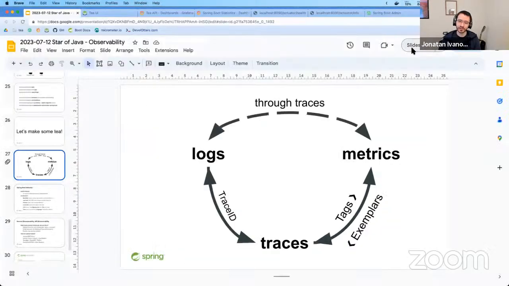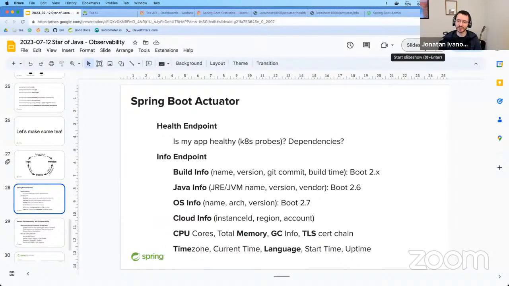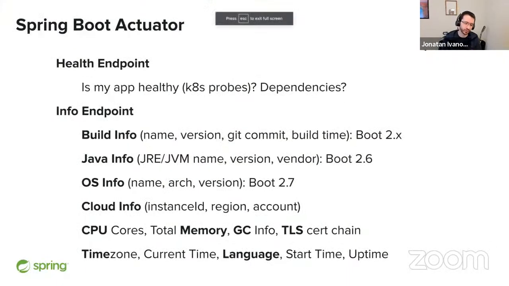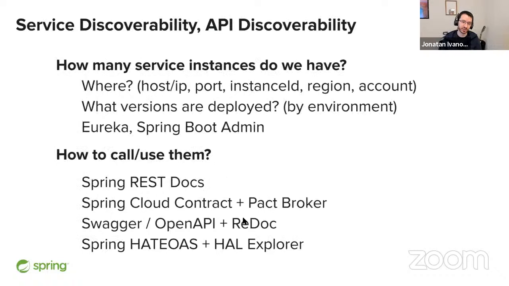And the last part I wanted to show you is that this is not all. So this was logging, metrics, and distributed tracing that we used, but there are many more things in Spring Boot that you can use. One thing is called Spring Boot Actuator, which gives you a lot of details about your application. For example, health details, or a bunch of info, like when was this built, what Java version are you using, what operating system, what cloud environment are you running, CPU, memory, which GC was selected, and so on. There are a lot of details here that you can use.